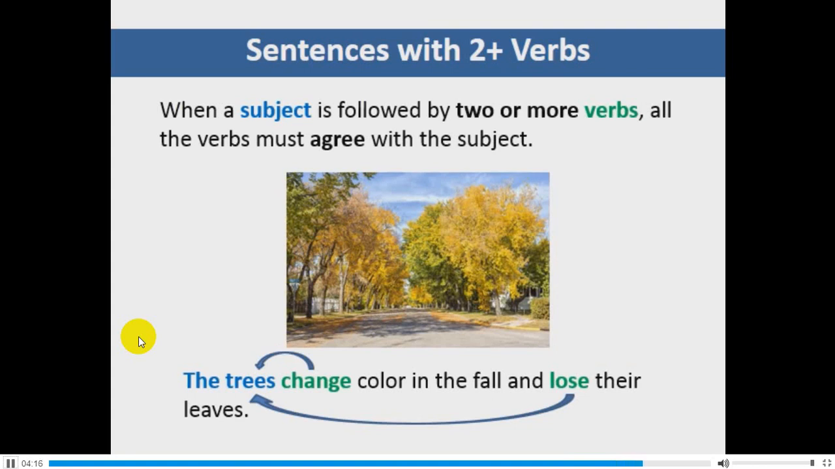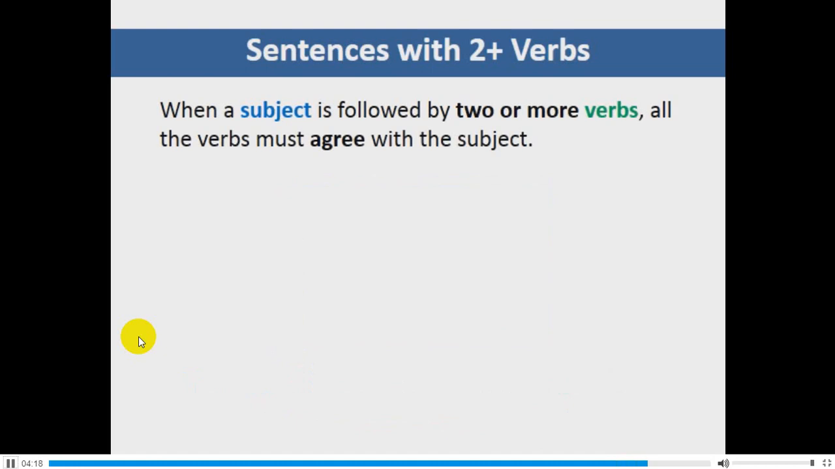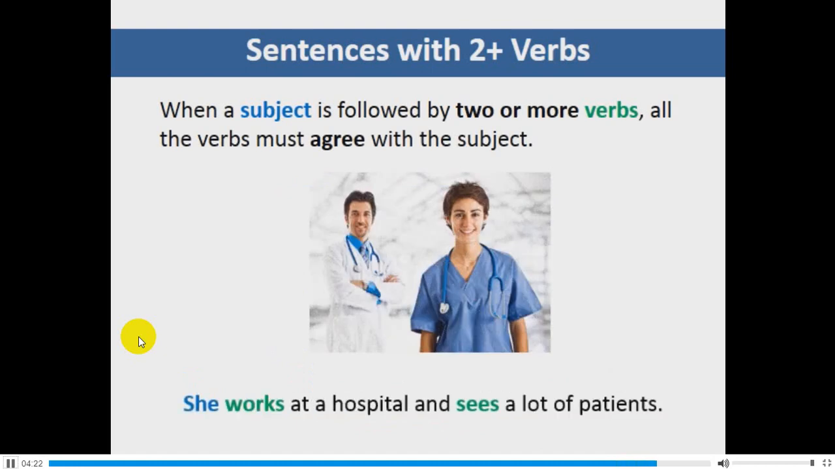Let's look at another example. What do you notice about the verbs in this sentence? She works at a hospital and sees a lot of patients. Notice how the verbs work and see agree with the subject, she. The subject is singular, so we must add an s to both verbs.